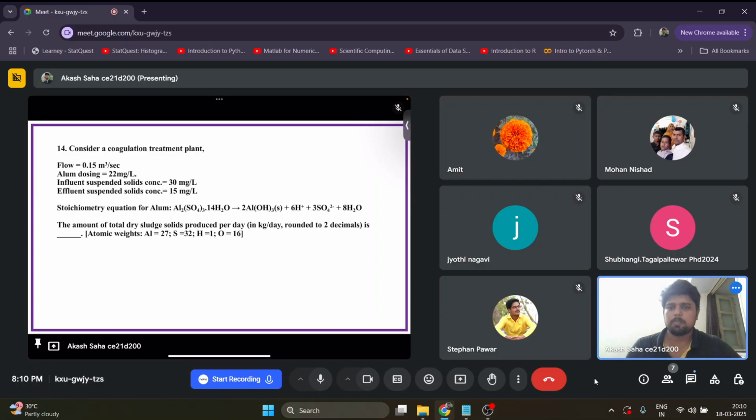Okay, next another problem. So today there are more problems actually. Consider a coagulation treatment plant where the flow is this much, alum dosing is also given, the influent and the effluent suspended solids concentration is given, the alum stoichiometry is also given. We have to find out the total dry solids that is produced per day. So if you remember in one of the previous problems I was discussing, to find out the sludge quantity, we have to see how much AlOH thrice is being produced. So based on that ratio only, we have to solve this problem. Just go to the problem again and then we will solve it. Or just take a screenshot of it.